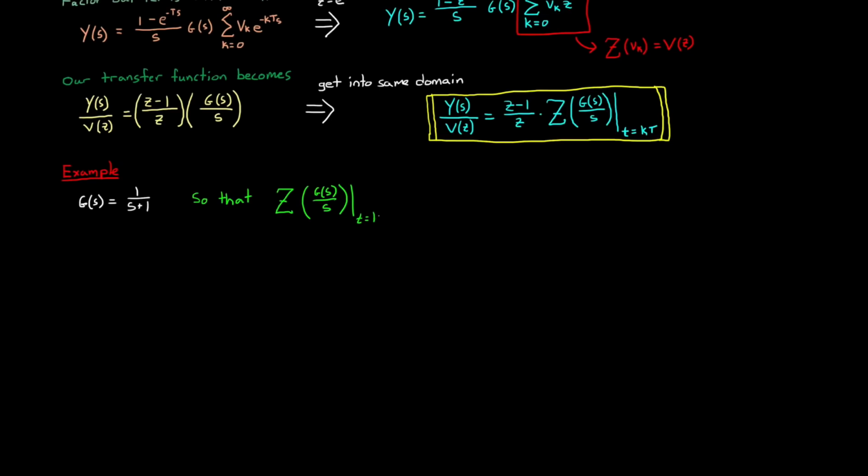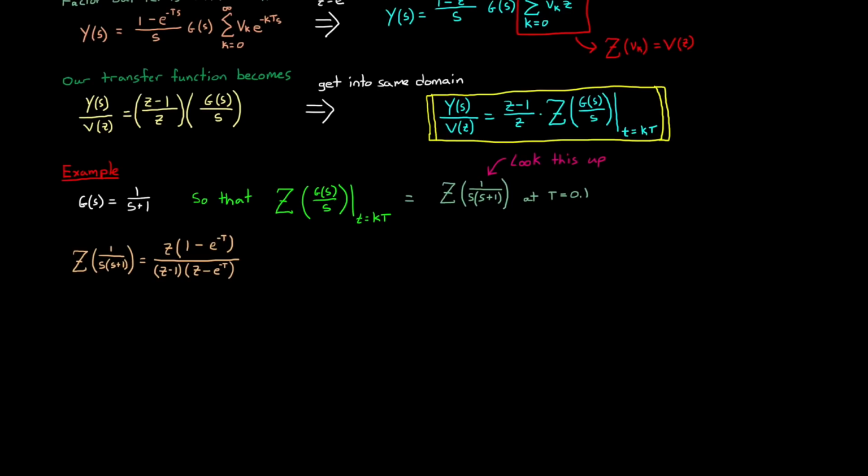First, we divide g of s by s to get 1 over s times (s plus 1), and then sample at 0.1 seconds and take the z transform. Once again, I just looked this up in a table to get z times (1 minus e to the negative t) over (z minus 1) times (z minus e to the negative t). We then evaluate that at t equals 0.1 to get 0.09516 times z all over (z minus 1) times (z minus 0.9048).